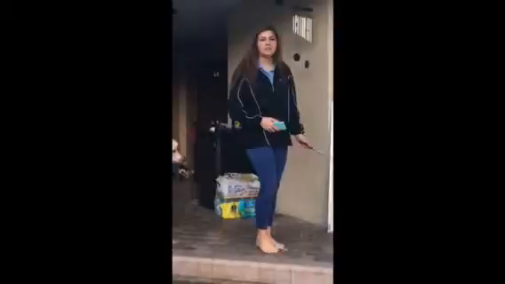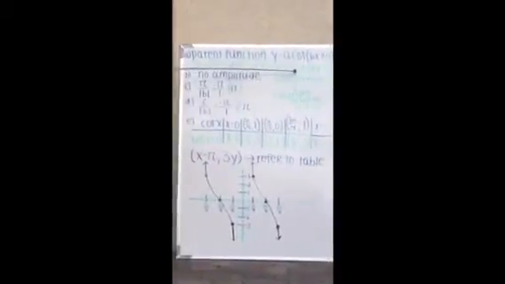Hi, I'm Nikki and I'm going to explain my cotangent problem. The parent function is y equals a cotangent (bx plus c). I was given the function y equals 3 cotangent (x plus pi).